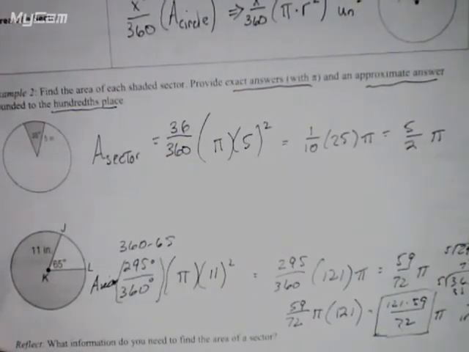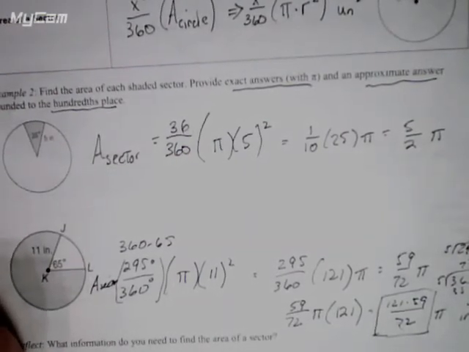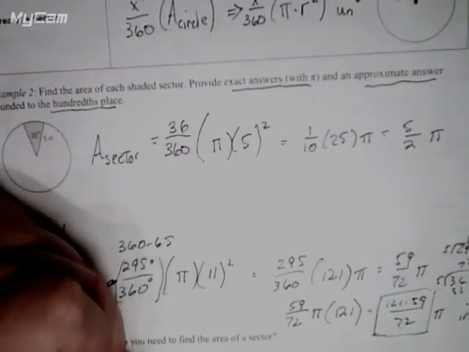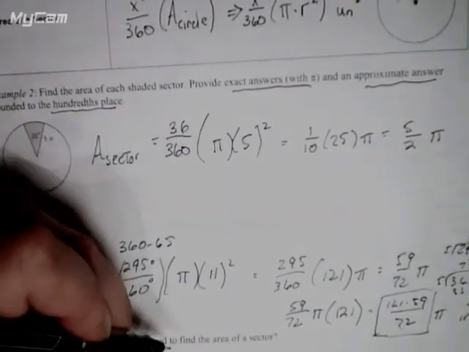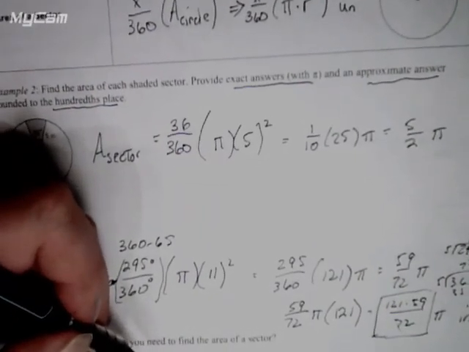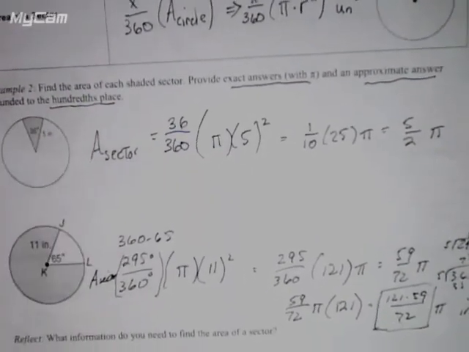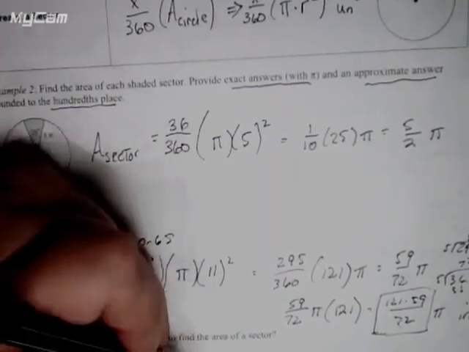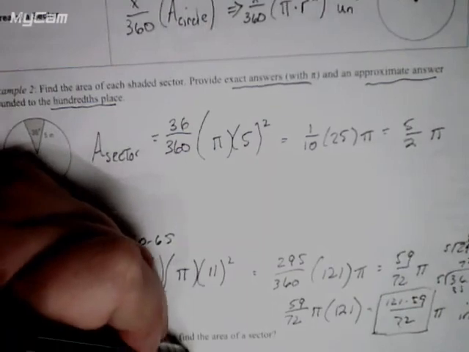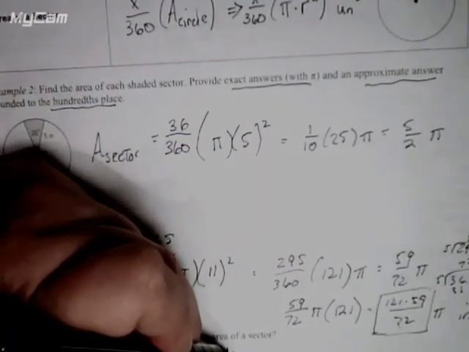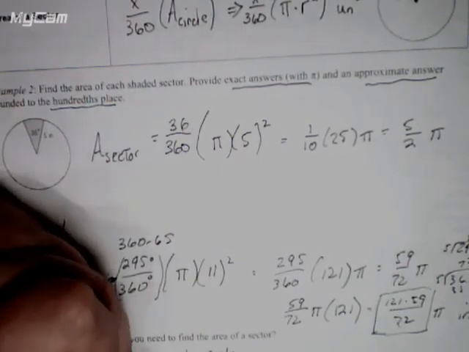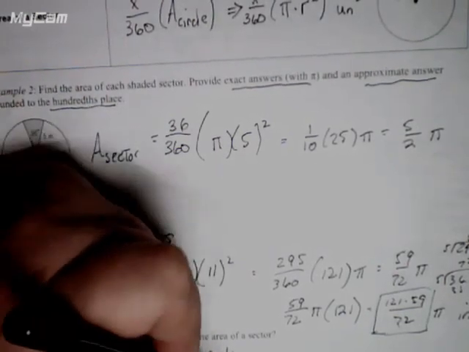What information do you need to find the area of the sector? I think you need to know how big the piece of pie is. Let's go back. What happened here? It should still be filming. You need to know the angle measure of your sector.